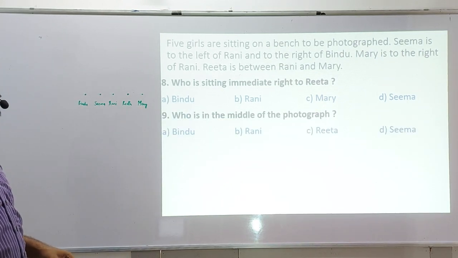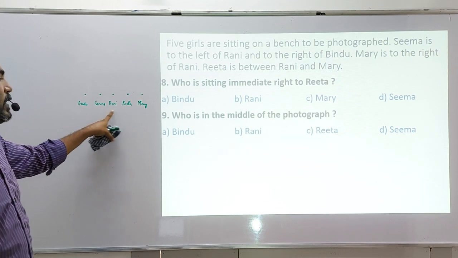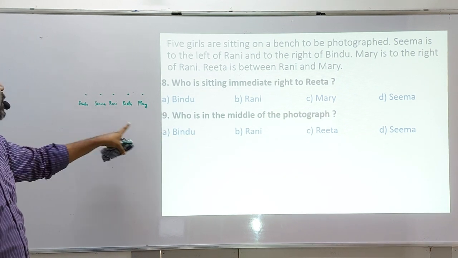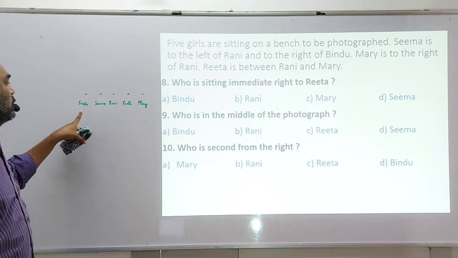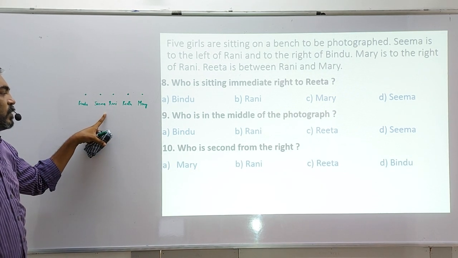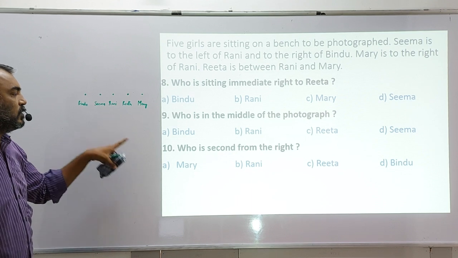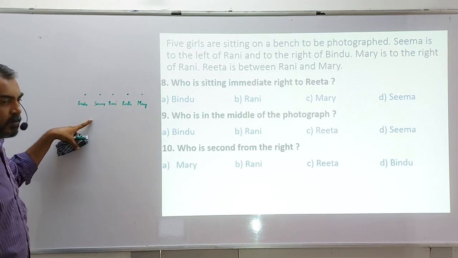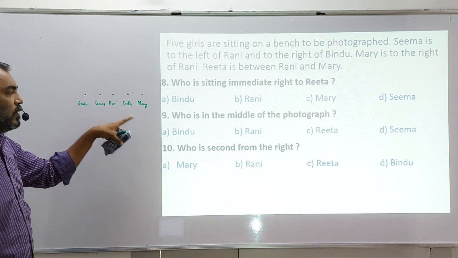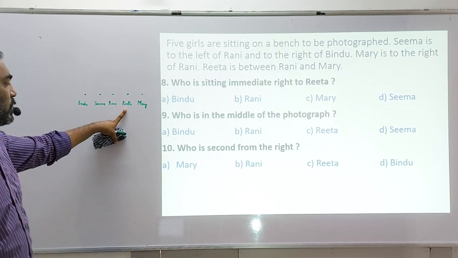Who is in the middle of the photograph? So we have Rani exactly in the middle, exactly in the center. Who is second from the right? So we have Seema second from the right. Now what you can see here, there is no such option. Sorry, second from the right, not the left. Rita should be the answer.